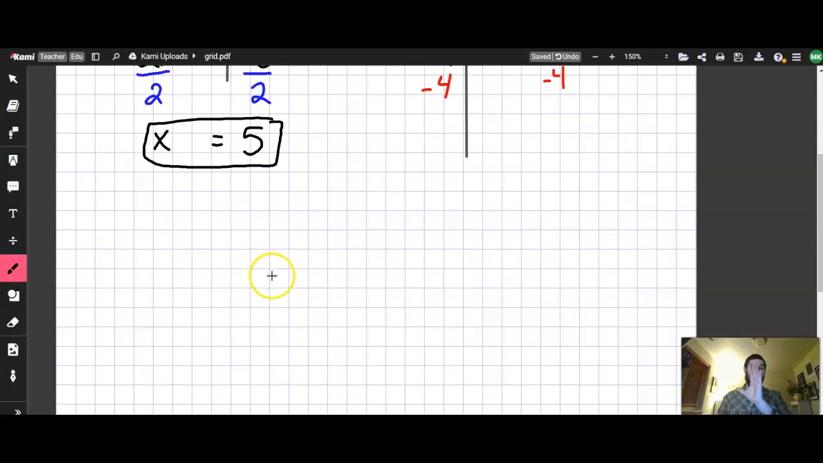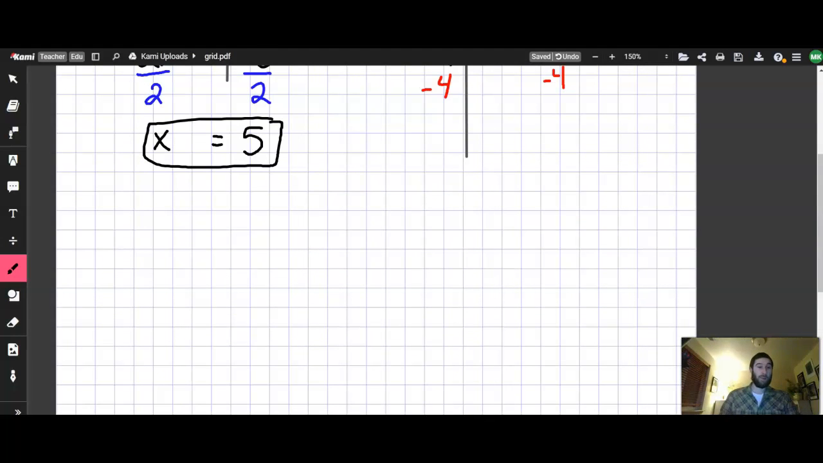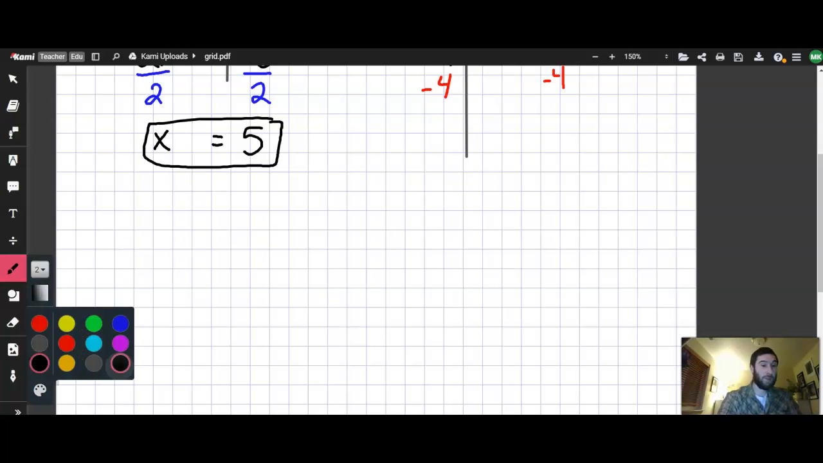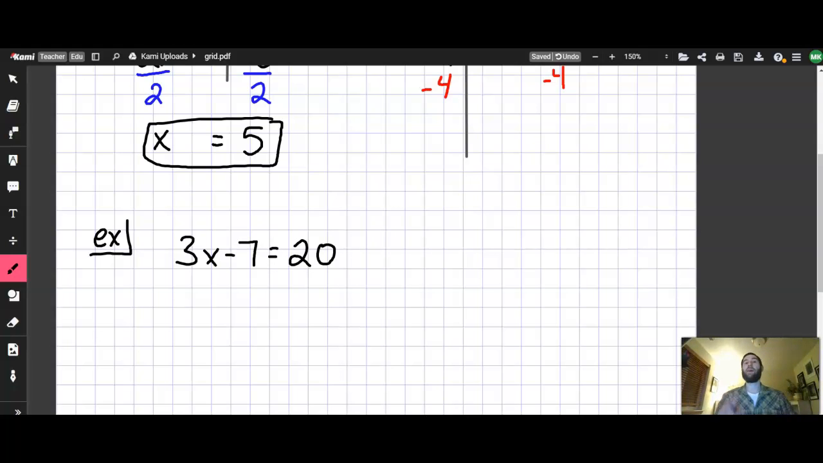Now, let's go and take a look at another example here. So just to help illustrate how all the steps work and how the problems are laid out, let's go ahead and tackle this problem here. 3x minus 7 equal to 20. Remember, the 20 could have been on the other side, and that's absolutely all right. Still solved the same way.